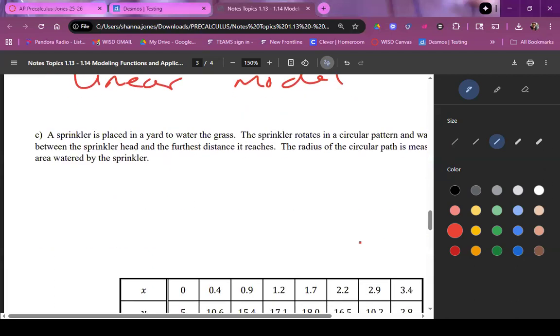Continuing. What about C? Why do we say quadratic? This is circular. You're looking at the area of a circle, right? So we're looking at the circular radius. So our key feature here is area, which means that we're going to be quadratic.